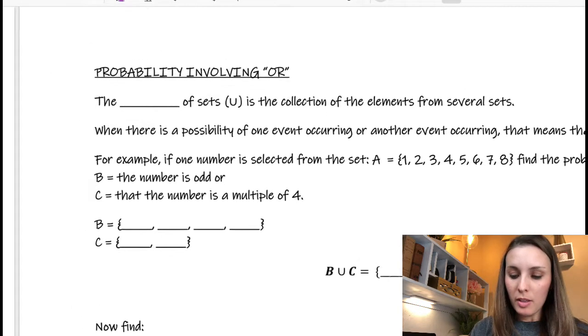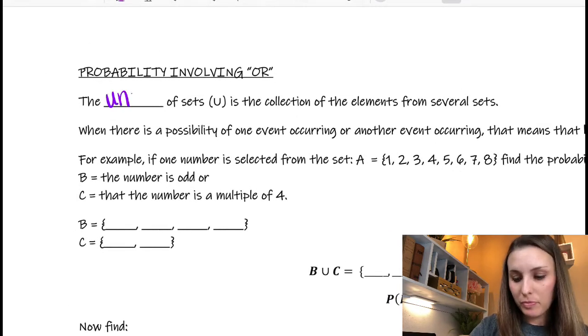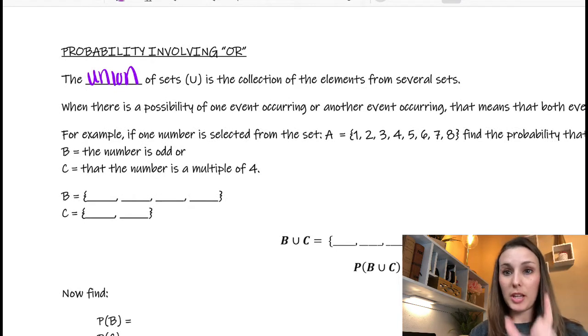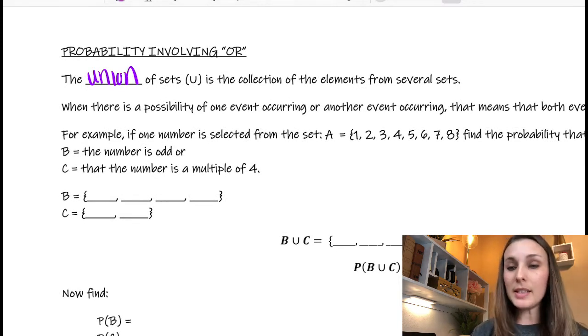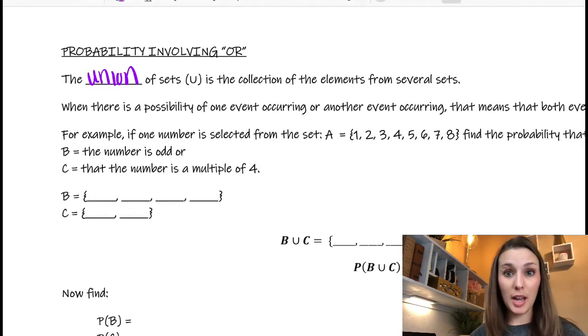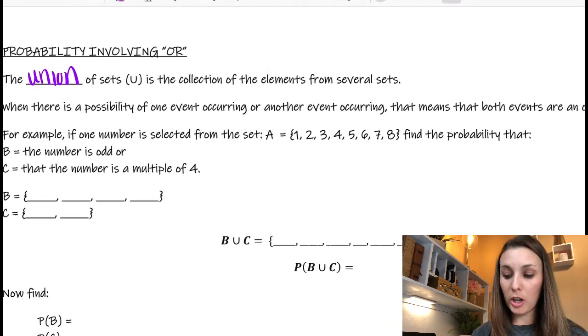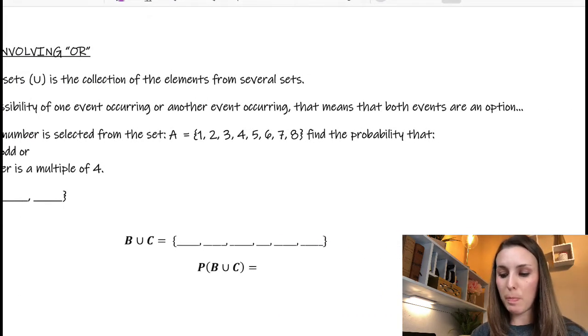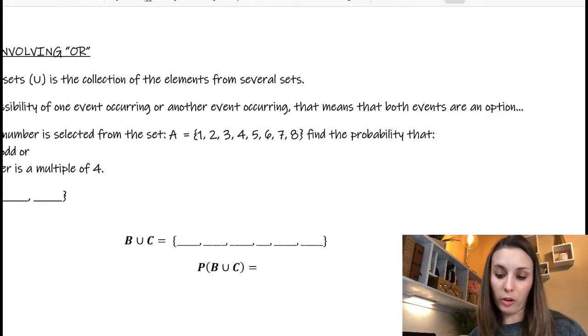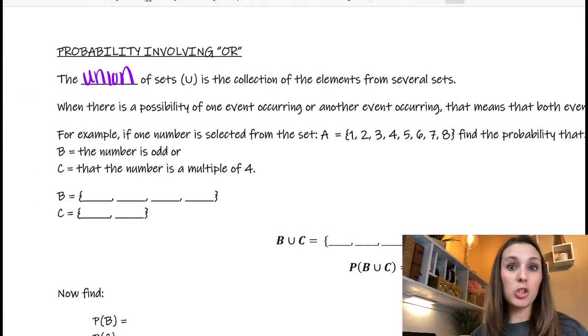So, the union of sets, which is a capital U, is a collection of elements from several sets. If we're taking the union of sets, we're collecting all the elements into one set. Union and intersection are two different things, and today we're talking about union. When there's a possibility of one event occurring or another event occurring, that means both events are an option. So one or the other.